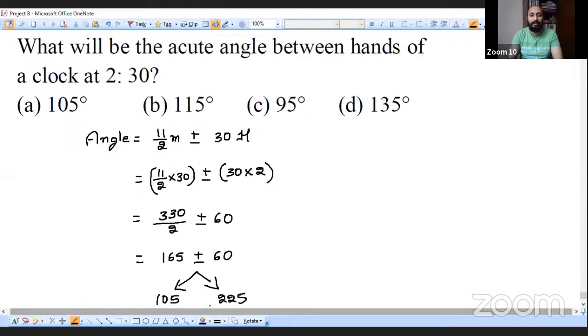Which option is there? Only one of these values they will be giving. That is 105. Is this clear, everybody? Any doubt on this, people? Okay. Clear.